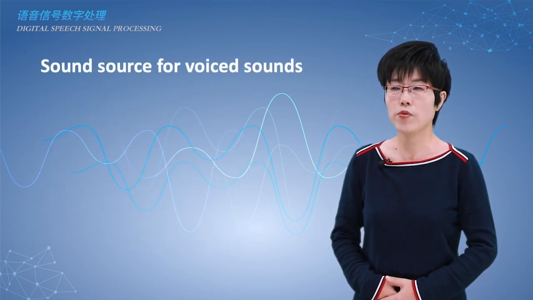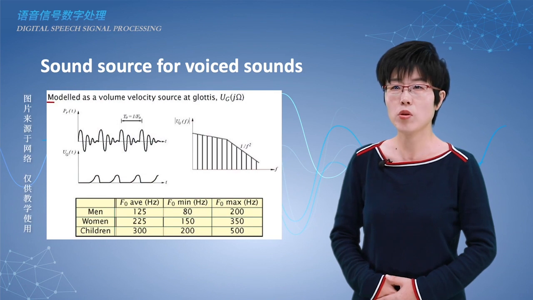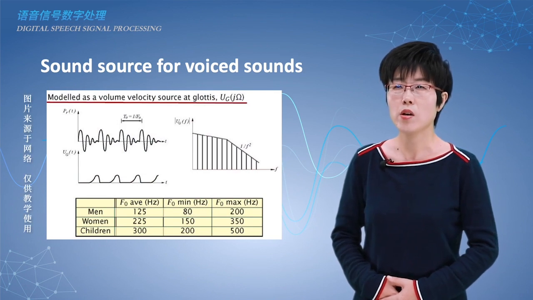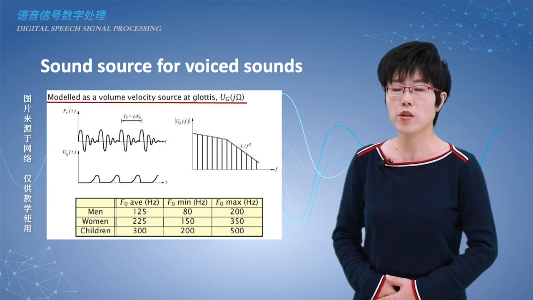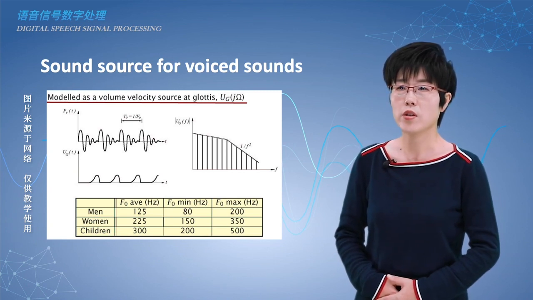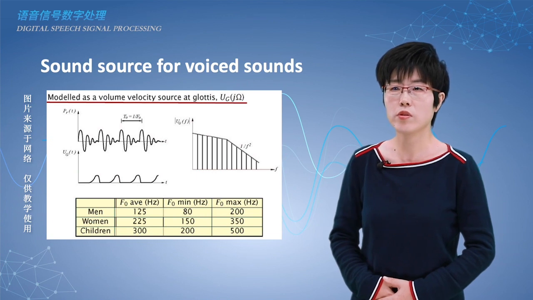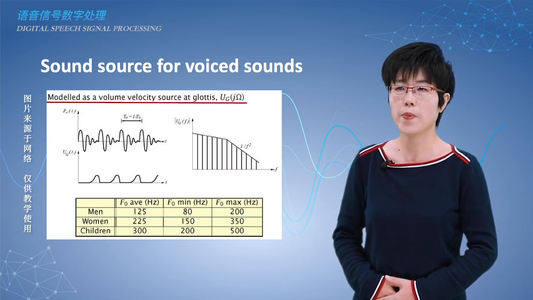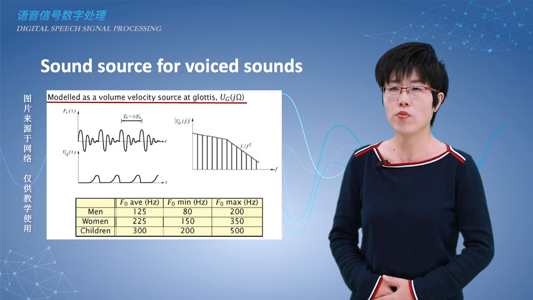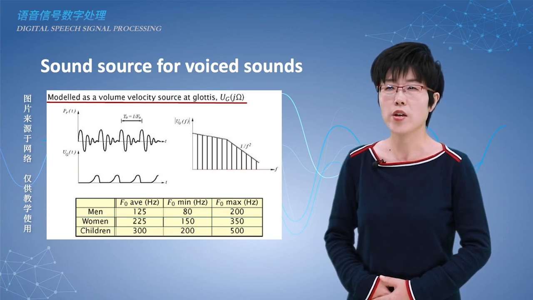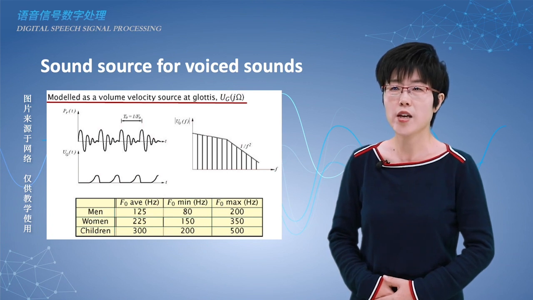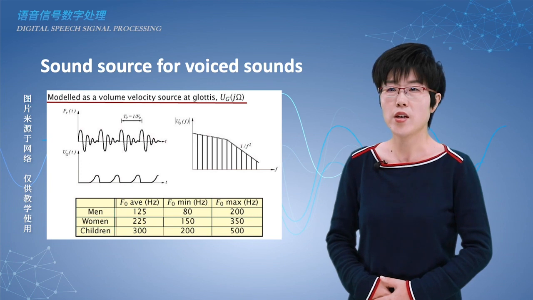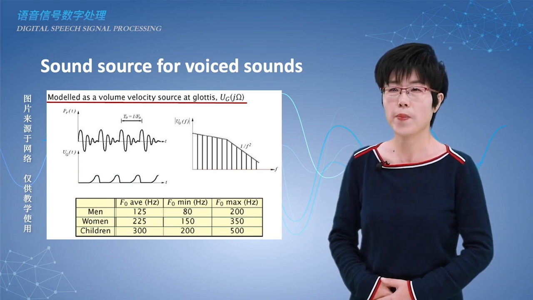The sound source for voiced sounds can be modeled as a volume velocity source at glottis. The glottis is the part of the larynx consisting of the vocal cords and the opening between them. It affects voice modulation through expansion and contraction. Thus, the pitch cycle or fundamental frequency is generated in the voiced sound.